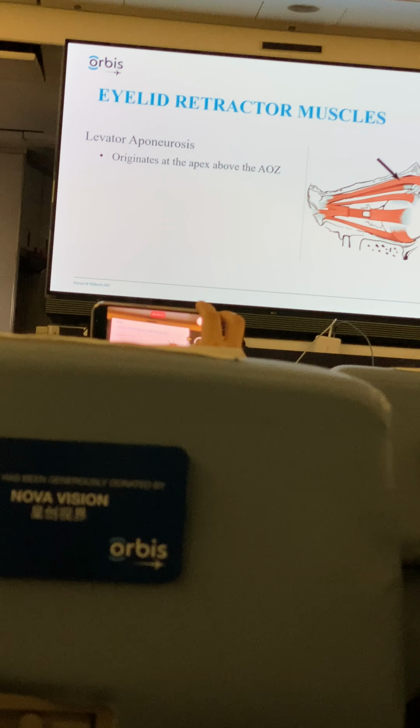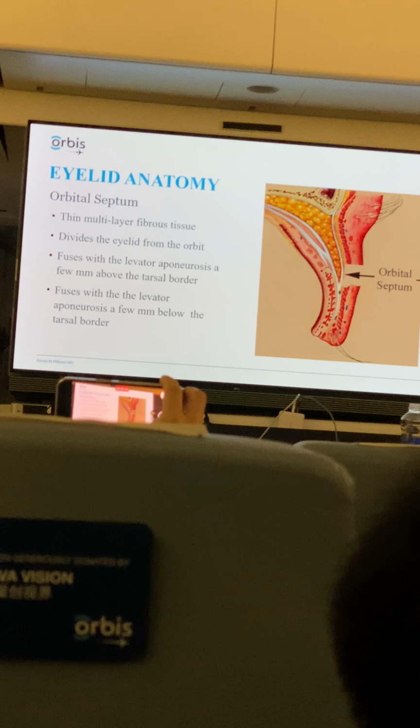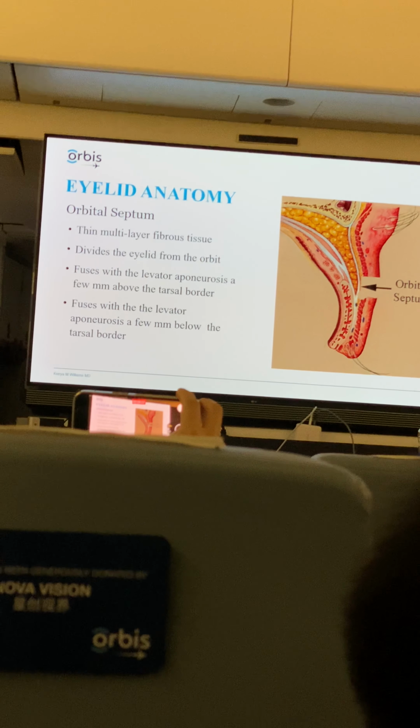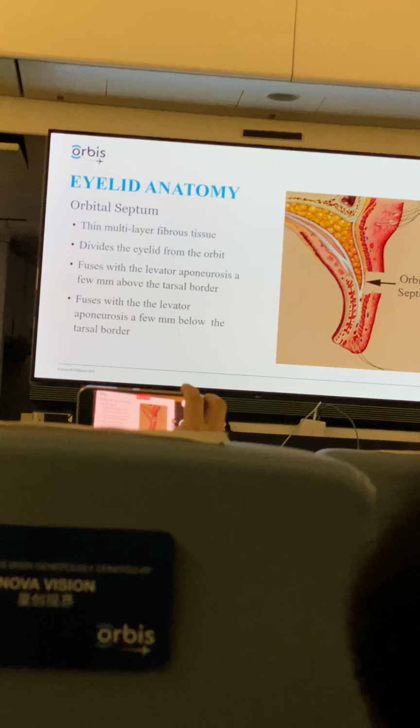Just deep to the septum, what do we expect to find? What tissue is deep to the orbital septum? Orbital fat. Okay, so here is a cross section where you can see the orbital septum just beneath the orbicularis muscle, and behind that is the orbital fat.